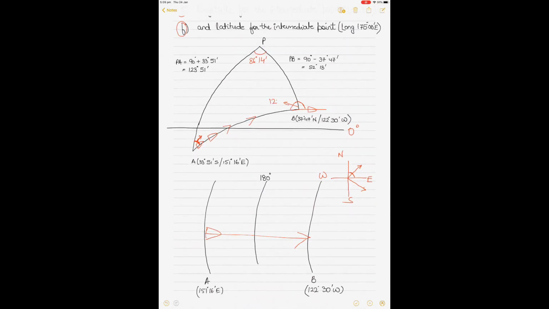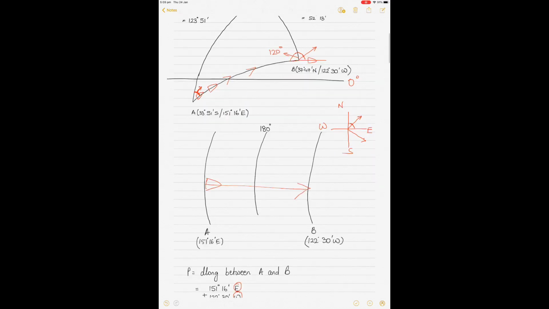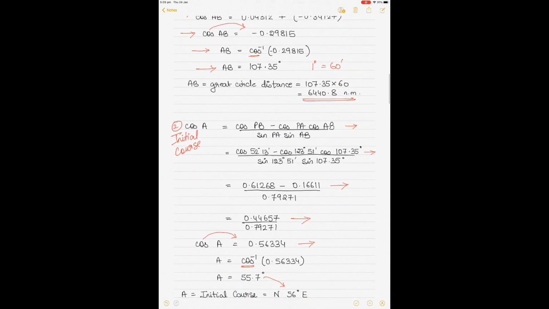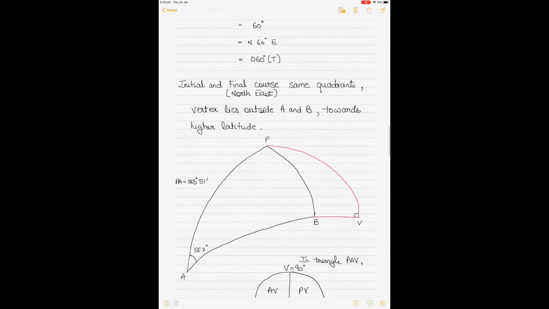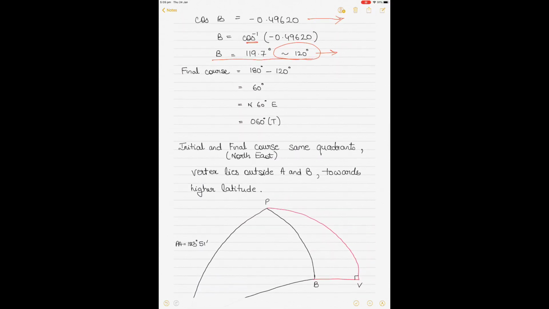This is 120, but you don't want the internal angle, you want the outer angle. To find the outer angle, you need to take it off 180, and that will give you the course. So in this case here, 180 minus 120 equals 60 degrees, and again it's less than 90. You are still going in an easterly direction, so it's not 60 degrees east. So your true course is 060 degrees true.